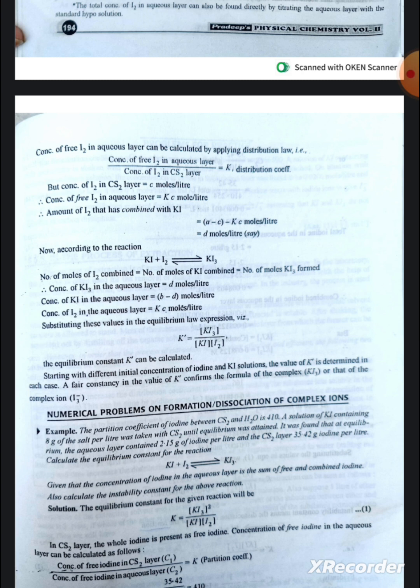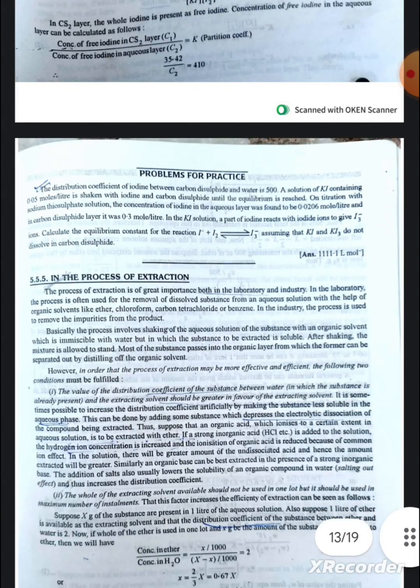Next is fifth, in the process of extraction. The process of extraction is of great importance both in the laboratory and industry. In the laboratory, the process is often used for the removal of a dissolved substance from an aqueous solution with the help of organic solvents like ether, chloroform, carbon tetrachloride or benzene. In the industry, the process is used to remove the impurities from the product.